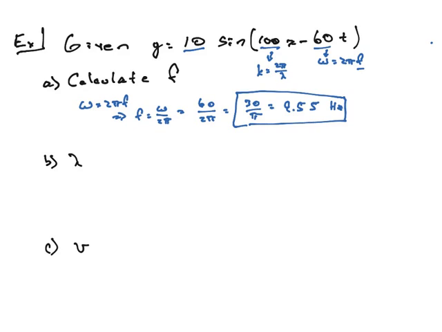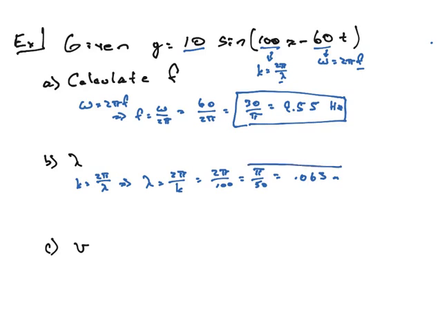What about lambda? Well, here's lambda with the k. So I have k is 2 pi over lambda, which says lambda then must be 2 pi divided by k. So for this problem that is 2 pi divided by 100, which is pi over 50. And again, if I want the decimal, I plug that in my calculator and I would get 0.063 meters. And again, either one of those numbers would be appropriate.